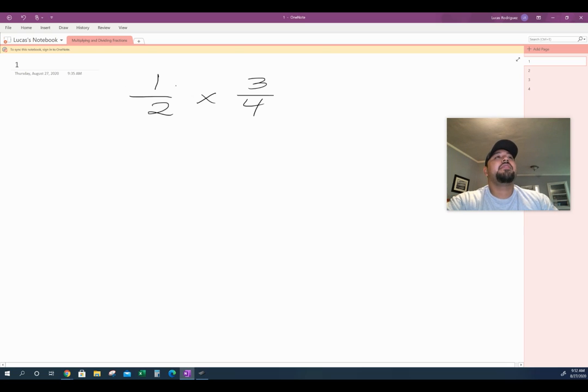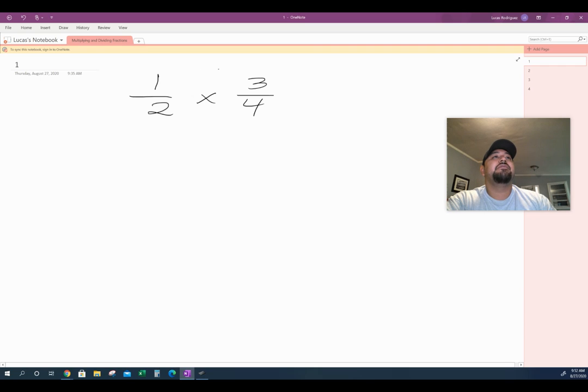So I have 1/2 and I'm multiplying it times 3/4. And when multiplying fractions, really simple. You just multiply across. Multiplying fractions, multiply across.